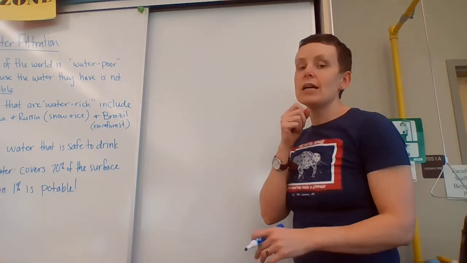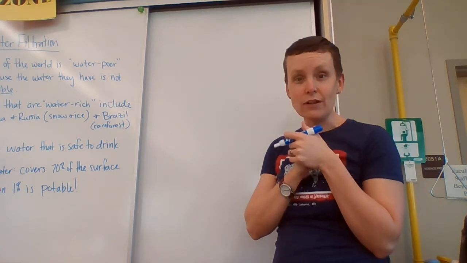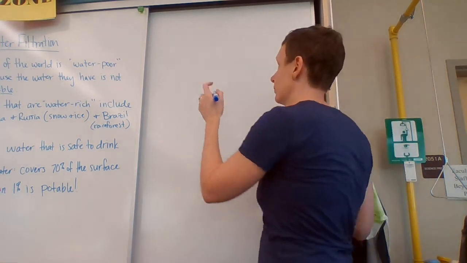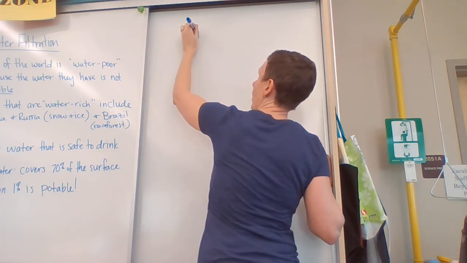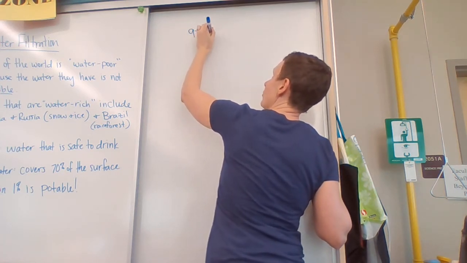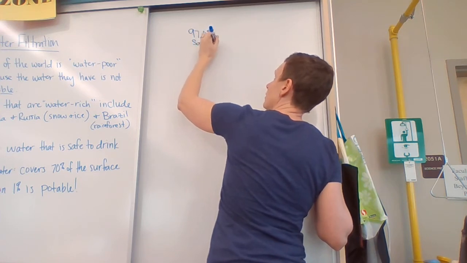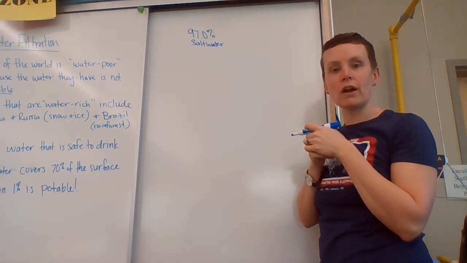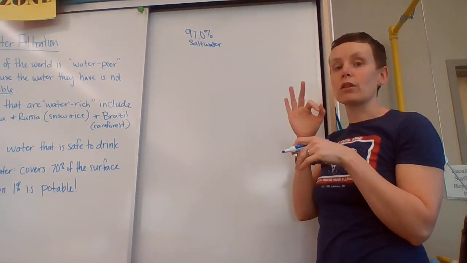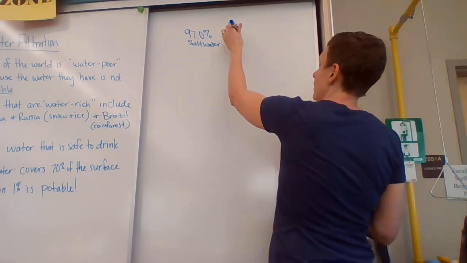97% is salt water. So we're going to make a little flow chart. It's been a while since we've done one, but 97.0% is salt water. Now, if you do some mental math there, that only leaves us with 3% that is freshwater.